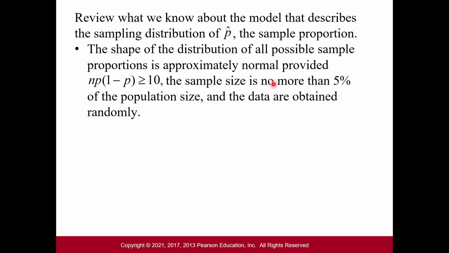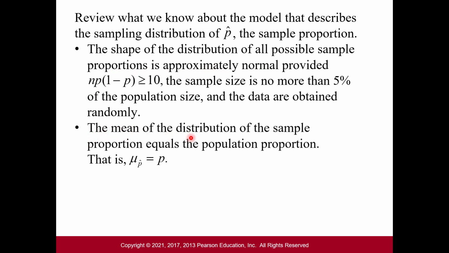That's because that lets us know that our values are independent, as long as we have a sample size less than 5% of the population. And then the data has to be randomly obtained. So we want all these three things to be true, and then we can say that our distribution is approximately normal.